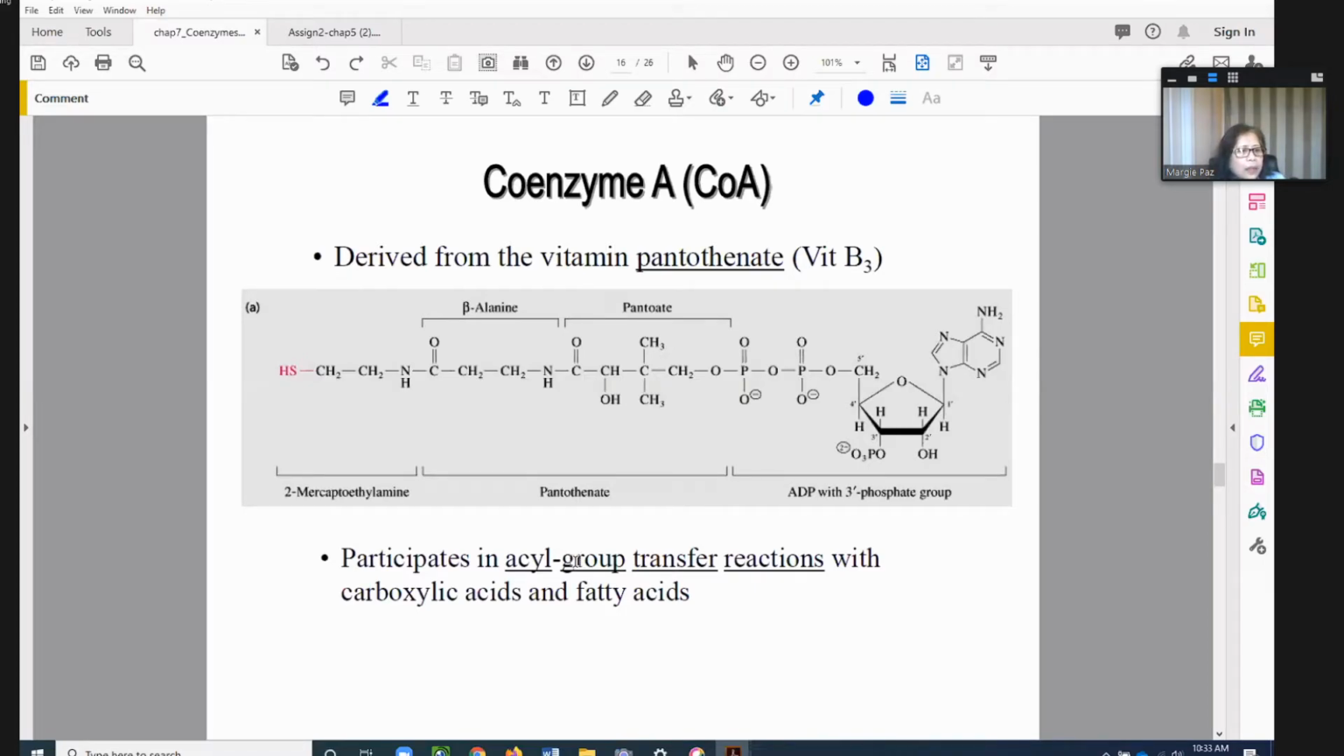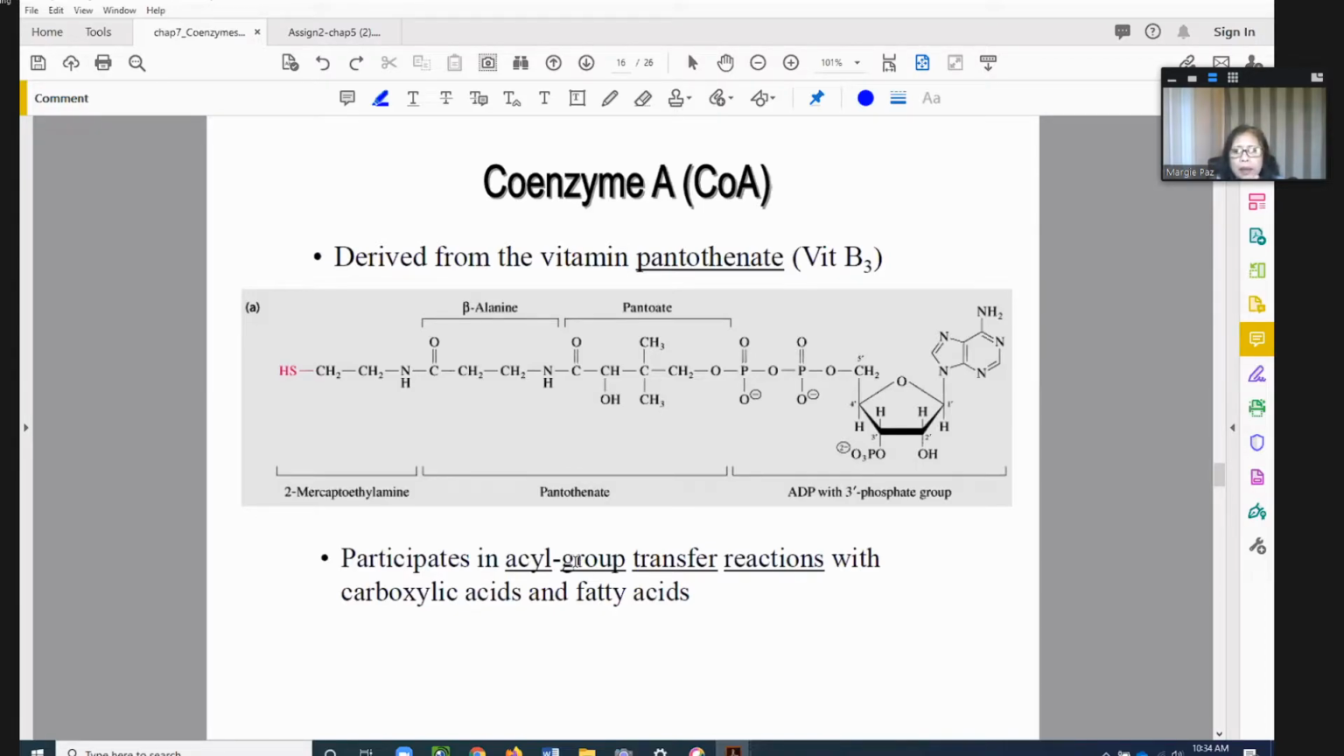Coenzyme A is derived from vitamin B3. Metabolic processes that require coenzyme A include breakdown of carbohydrates, fatty acids, amino acids. So the breakdown of those macromolecules involves coenzyme A. Also, the synthesis of some carbohydrates and lipids involves coenzyme A.